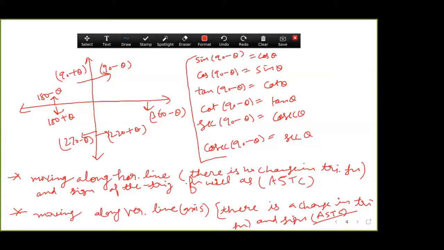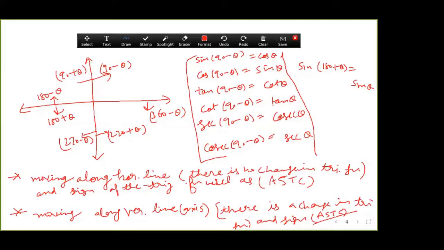Now, what is the meaning of this? Now we have discussed a few values. Let's see, here is the value. Suppose sine 180 plus theta. Now sine 180 plus theta, 180 means what? 180 is on a horizontal line. Sine will be sine. No change will be there. Sine theta will be there. Now come to the quadrant and see whether sine is positive or negative in that quadrant.